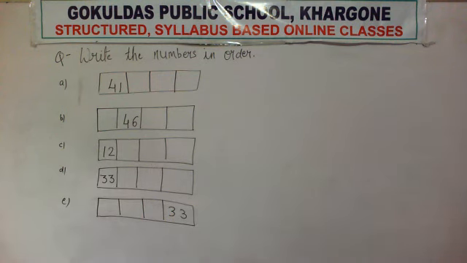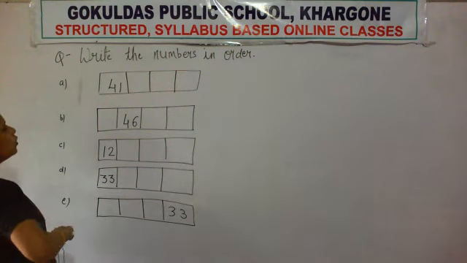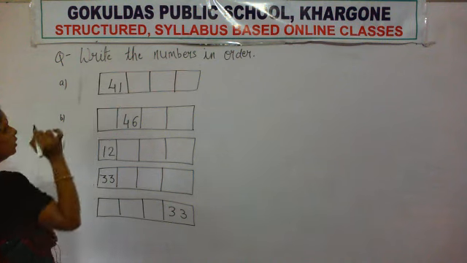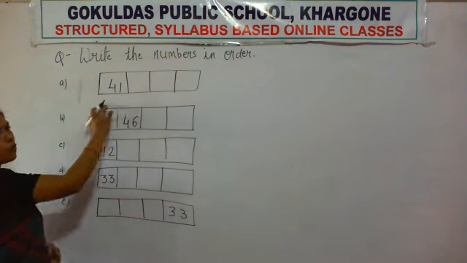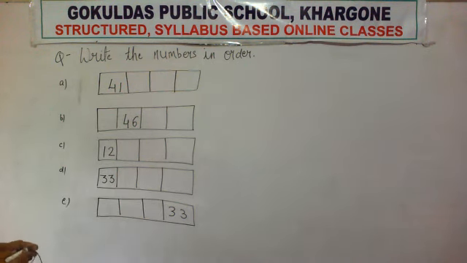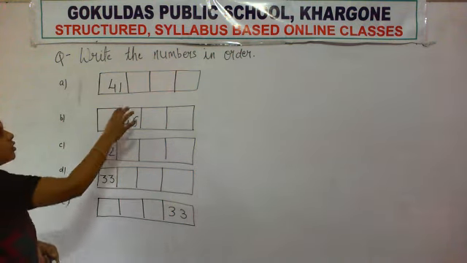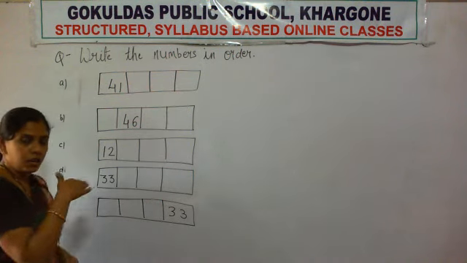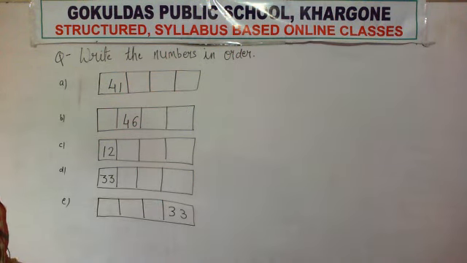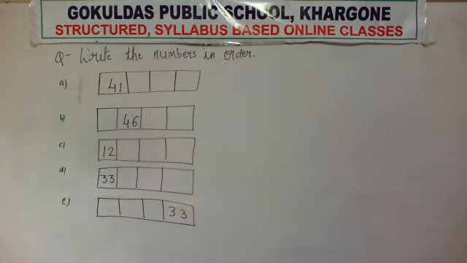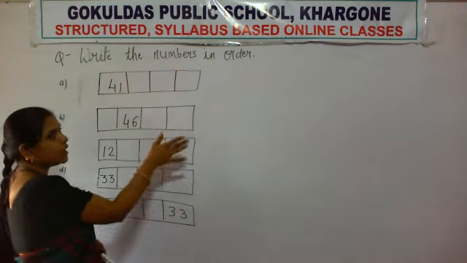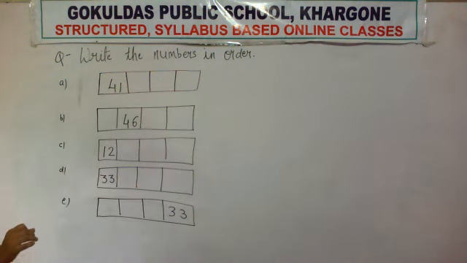Okay, so first all of you keep your pencils down and look here. So what is the first question? A. Which number is given? 41. And after this how many boxes are given? 3 boxes. 1, 2, 3. After 41, 3 boxes are given, that means you have to write 3 numbers after 41. The boxes are given after the number, that means we have to write the after numbers.